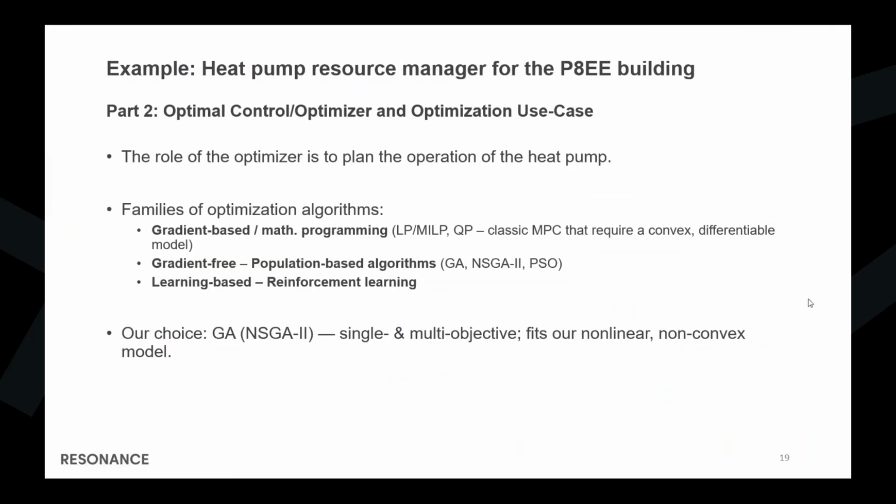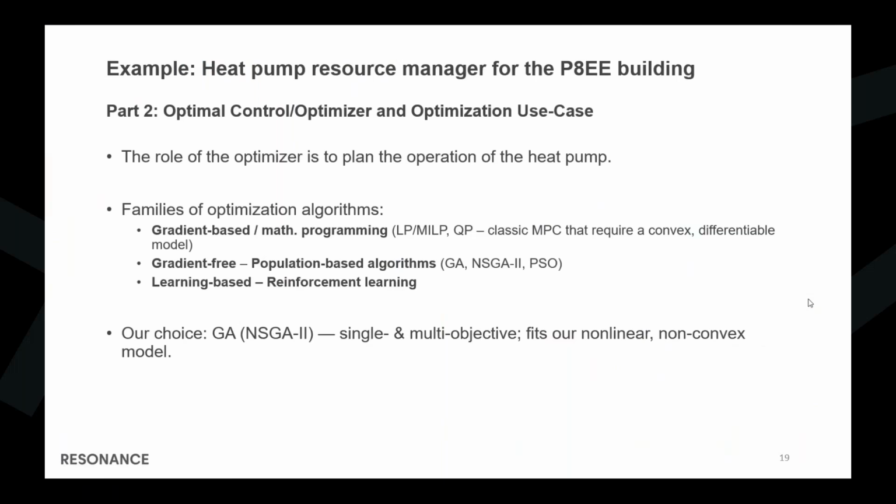Okay, now that we have developed the model end to end, which maps the set point to the power, we proceed to the optimal control, to modeling the optimal control, that is the optimizer, and covering one optimization use case. So the role of the optimizer here is to plan the operation of the heat pump. And in order to do that, the optimizer actually has to implement a certain optimization algorithm, right?